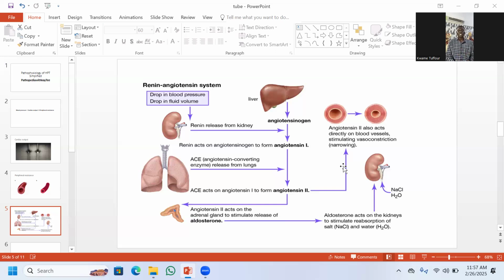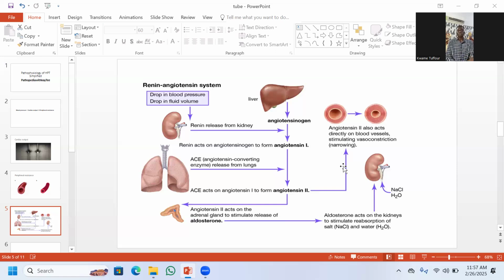So the cardiac output increases, and we all know that just like peripheral resistance has an influence on the blood pressure, cardiac output also has the same. So once the cardiac output increases, the blood pressure will also increase. So you see that whenever this system is activated, the end result is an increase in the blood pressure, which we are trying to prevent in cases of hypertension. So that ends the introductory part of the pathophysiology.